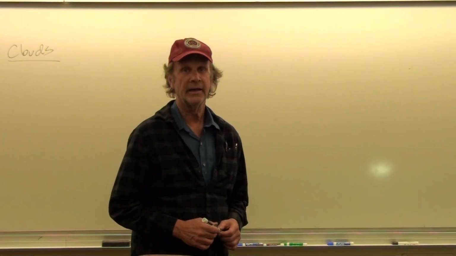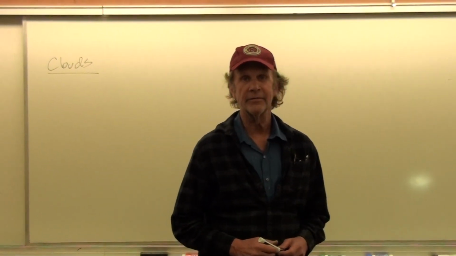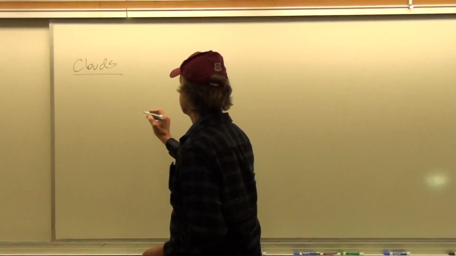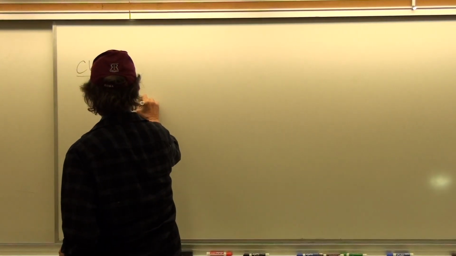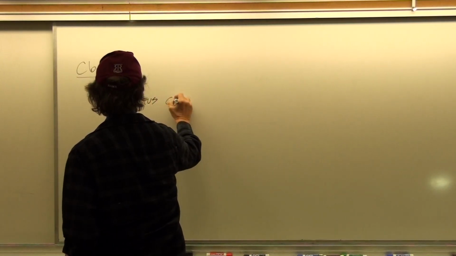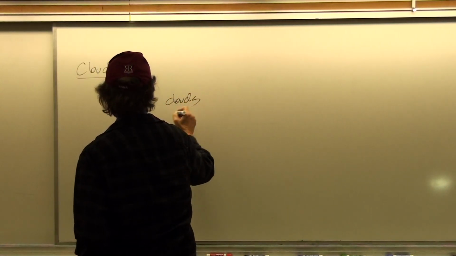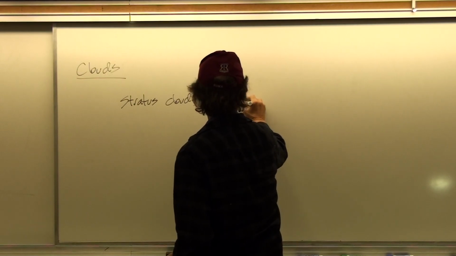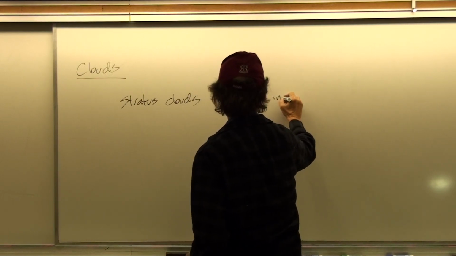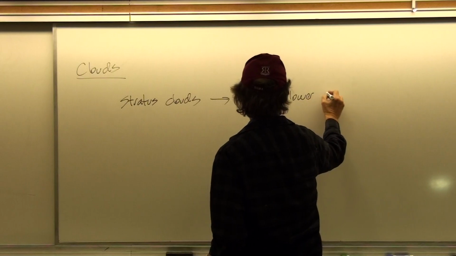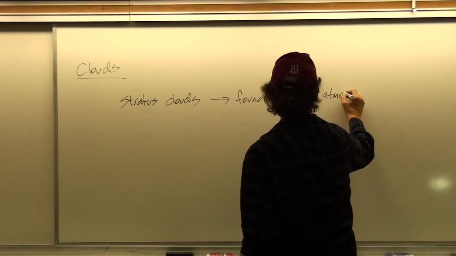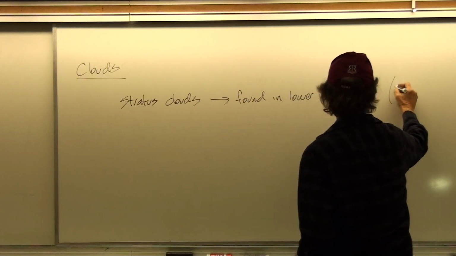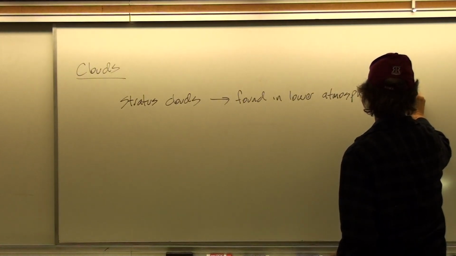All right, looking at clouds that are above the level of the ground, what I want to start with first are what are called stratus clouds. These are found in the lower atmosphere. And by lower atmosphere, I mean below, say, 6,500 feet.